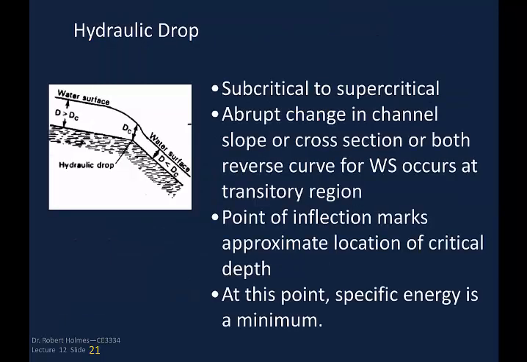This hydraulic drop is a situation where it's not quite a waterfall, where you've got a vertical wall here, but you've got a slope downstream that's greater than the critical slope. And so we can create a critical flow condition, and then we get into a supercritical flow range here and that point of inflection.